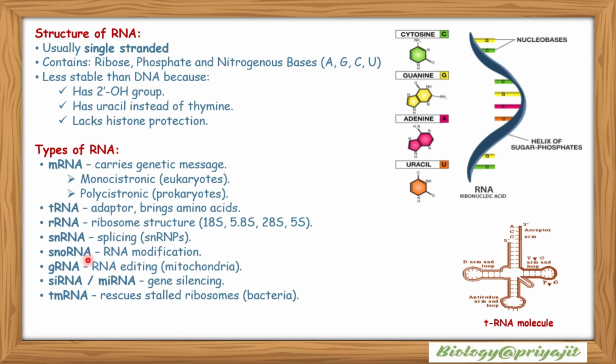snRNA is small nuclear RNA, which is responsible for splicing. It forms the snRNP. snRNA, that is small nuclear RNA, is responsible for RNA modification. gRNA is guide RNA, responsible for RNA editing, found in mitochondria. siRNA or microRNA, silencer RNA or microRNA, are responsible for gene silencing. tmRNA rescues stalled ribosomes, found in bacteria. This is the tRNA molecule.